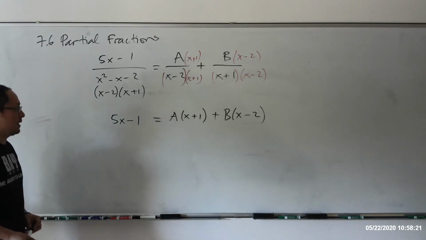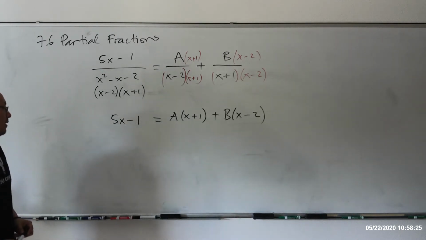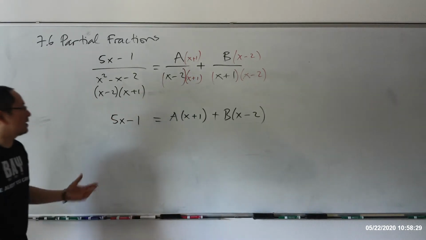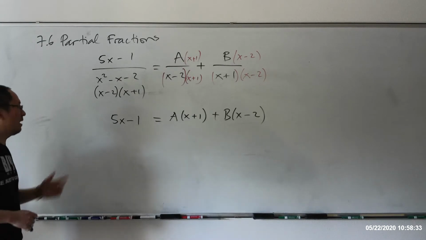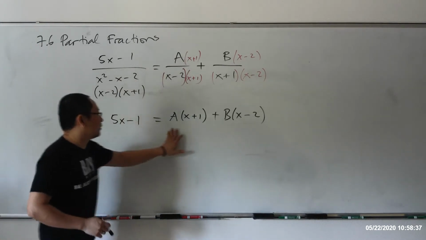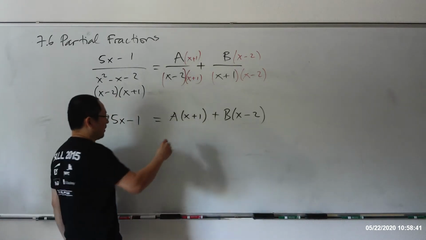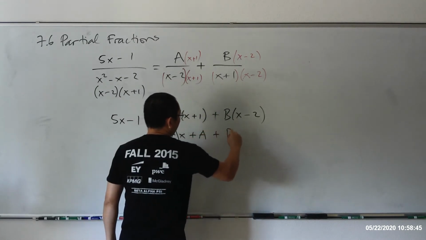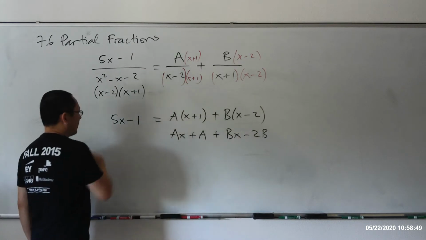We have two ways to solve for A and B from here. Let me start with the canonical way, the formal method that we've seen over and over, because this section is in the chapter on systems of linear equations, so they try to bring a system of linear equations in here. I'm going to expand the right-hand side. I get Ax plus A plus Bx minus 2B, and it's equal to 5x minus 1.